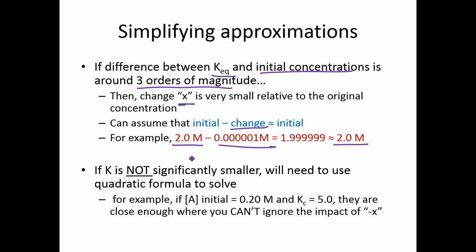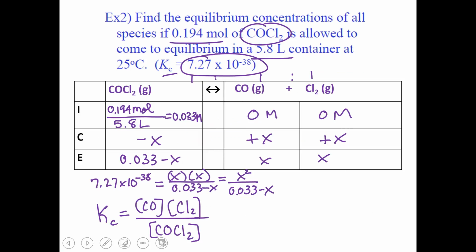So what we do here is we say, okay, 2 minus x. If x is really small, we can just ignore x and say 2 minus x is just 2. So this only works if k is sufficiently small. So let's look back at this problem here. So notice how k is 10 to the negative 38. That is tiny. Okay, so k is very small, meaning x is very small.